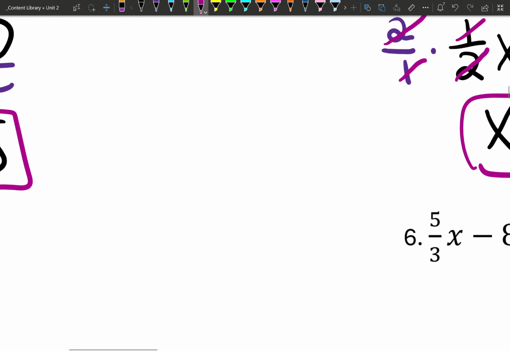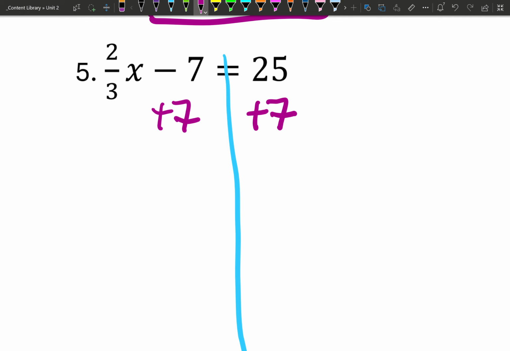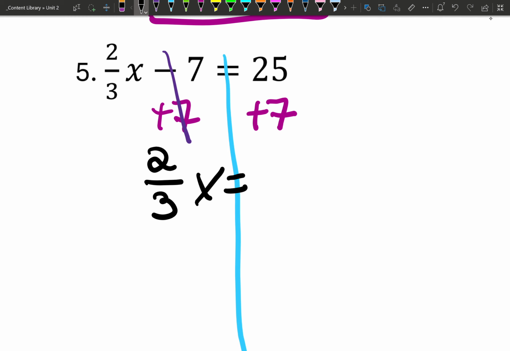All right, let's do a couple more fractions. These are just 2 steps, so they're a little shorter, but we're still practicing our fractions. To start this off, I'm going to go ahead and add 7 to both sides. On the left side, negative 7 plus 7 cancel. All I have left over is 2 over 3x, and it equals 25 plus 7 is 32.